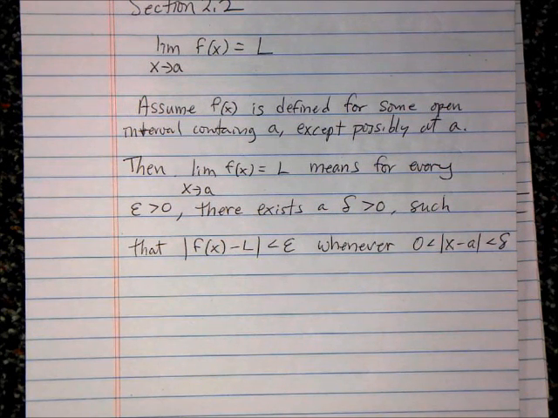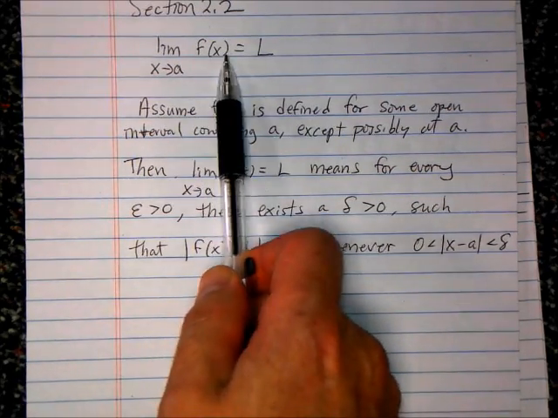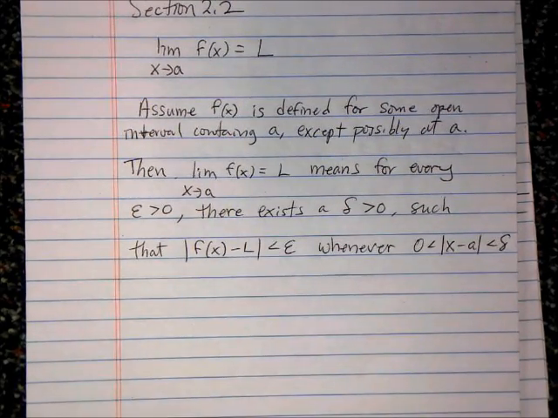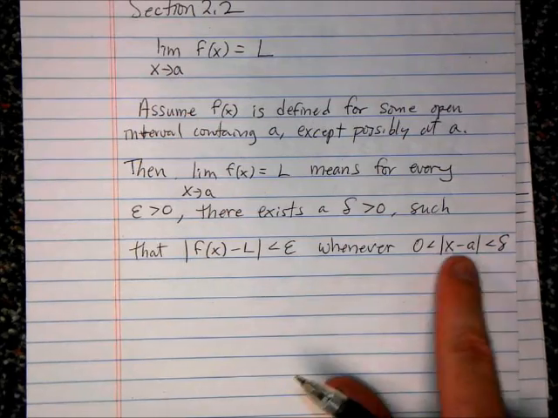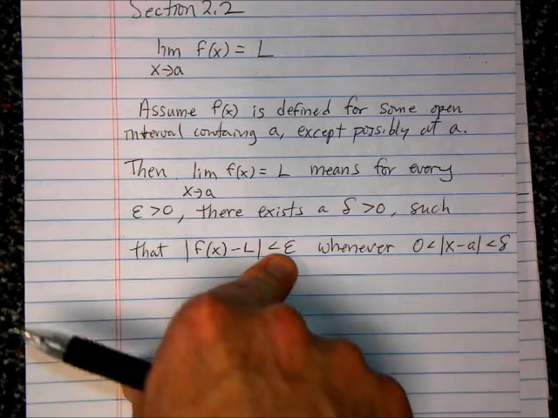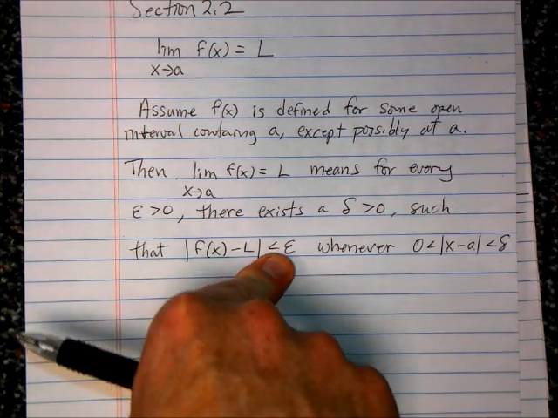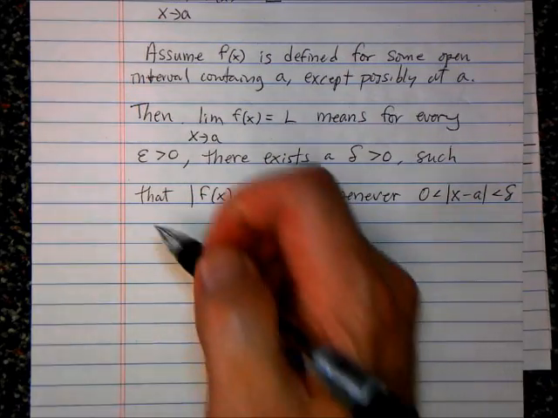All right, here's what it says. It says you get to pick a number epsilon, any positive number you want. So if I claim that the limit as x approaches a of f of x equals L, you pick an epsilon. It's then up to me to find a delta so that when x is within delta units of a, f of x will be within epsilon units of L. All right, I don't think that helps very much. So let me give you a somewhat concrete example.